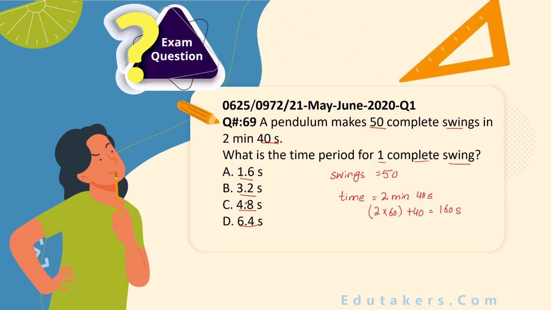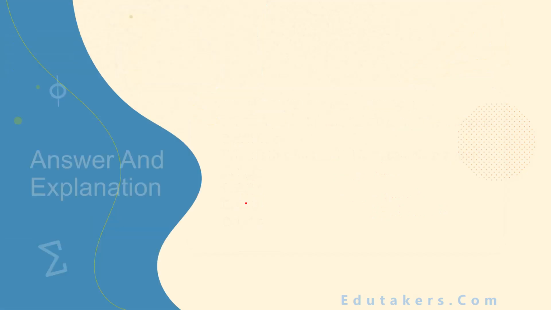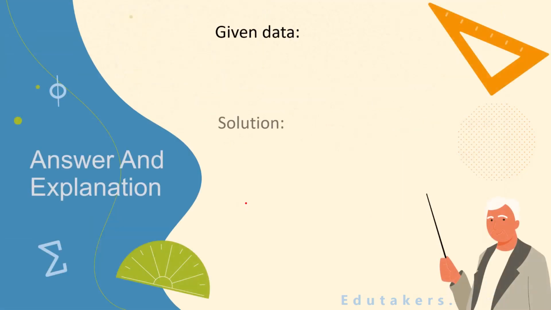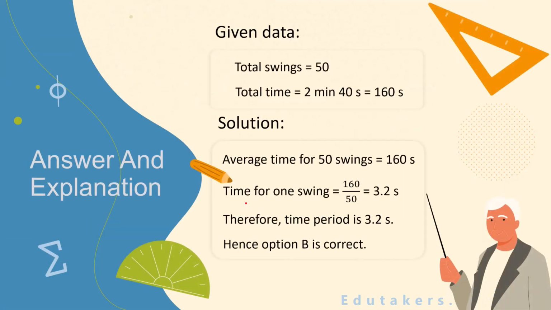So when you have to find the time period, just divide the time taken by the total number of swings. Here is the answer and explanation. The total number of swings is 50. Total time is 2 minutes 40 seconds, which is basically 160 seconds. So the time for 50 swings is 160 seconds.